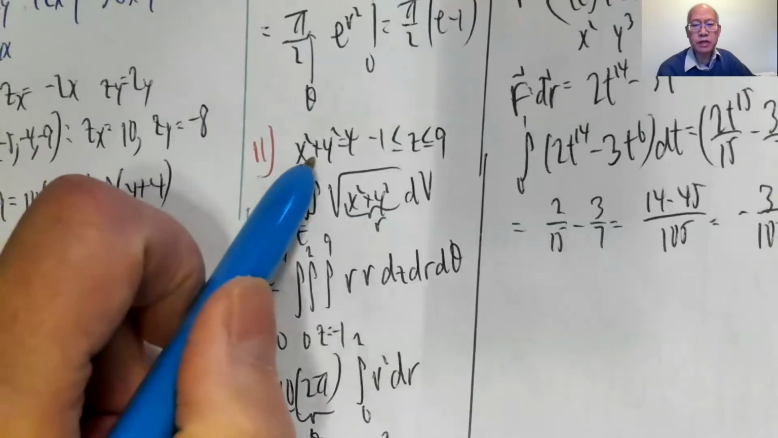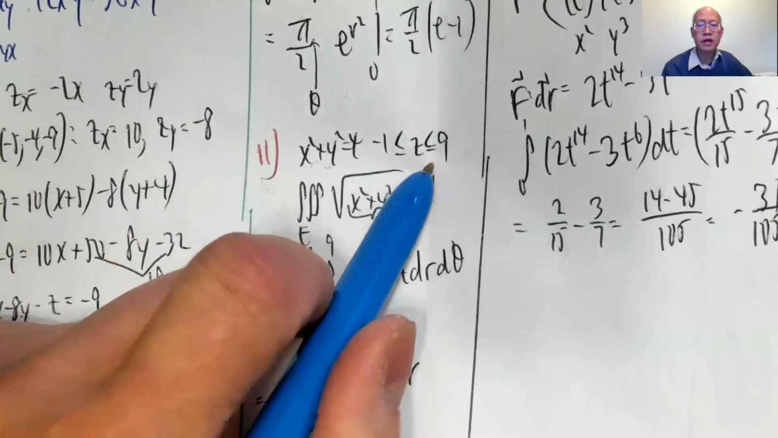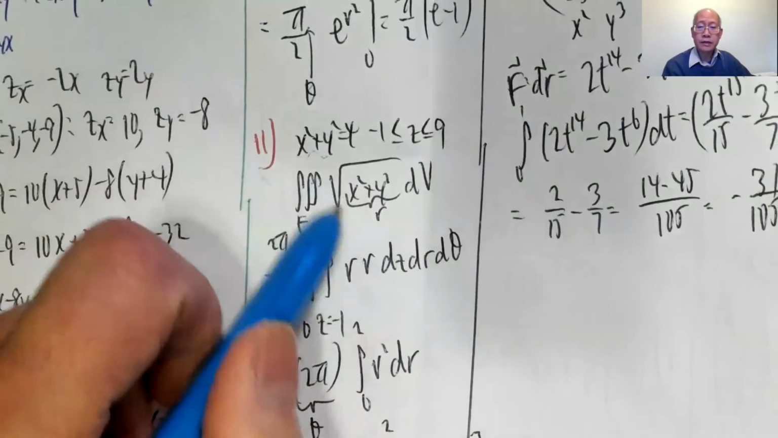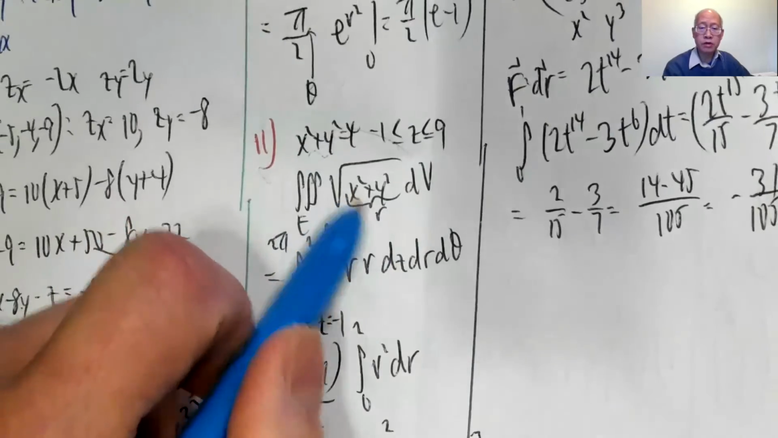Number 11, x squared plus y squared equals 4. Z is between negative 1 and 9. Okay, this quantity is the square root of r squared, which is just r.